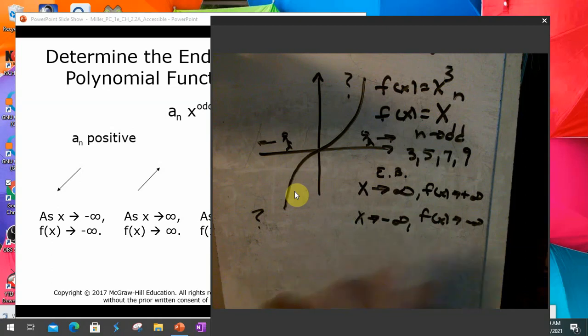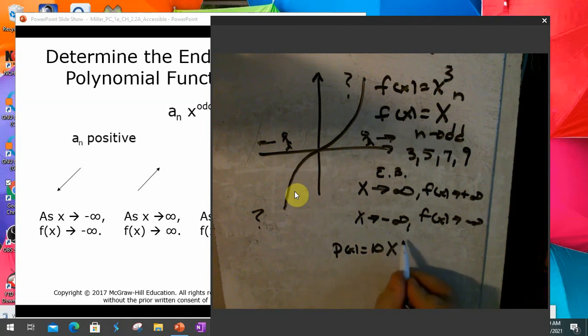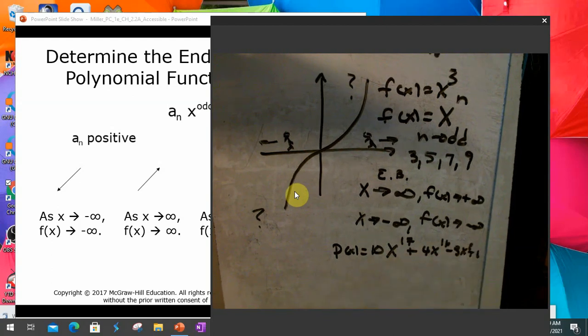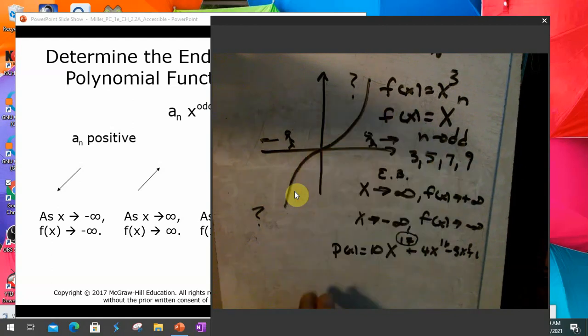As long as I've got any polynomial, so if I have this polynomial, let's go 10x to the 17th plus 4x to the 16th minus 3x squared plus 1. I don't have to have all of these terms. Some of these could be 0, but that's still that general term. Here I look at the highest power, and this is going to be the end behavior. There's going to be a lot of stuff going on in here, but the end behavior would look like that. Okay? And let's see if we can pick this up on Desmos.